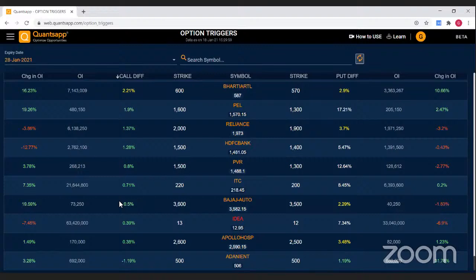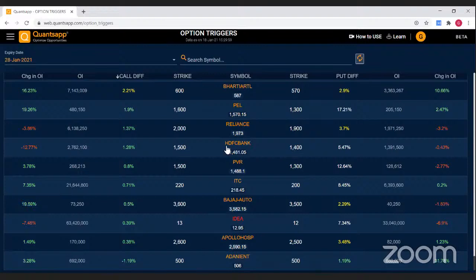Now here we are more interested in how call writers are behaving. Either they are increasing their position at this level or decreasing. So if I say call writers are increasing their position, they are showing confidence on the price, on this particular level, and they are building their positions. It means they don't want prices to go up from here, and that's why they are building more position here.